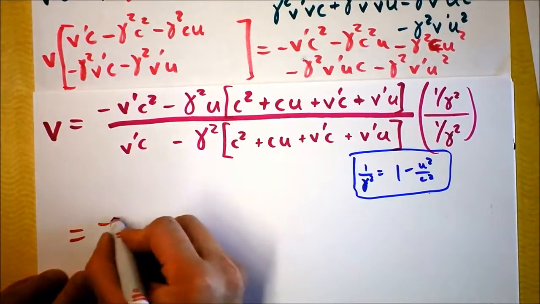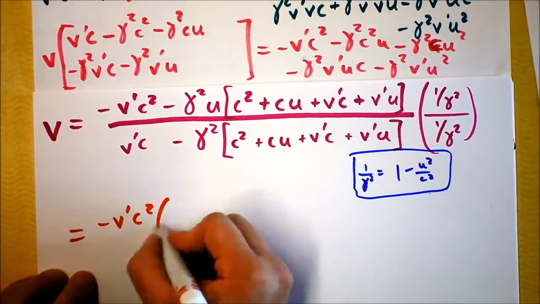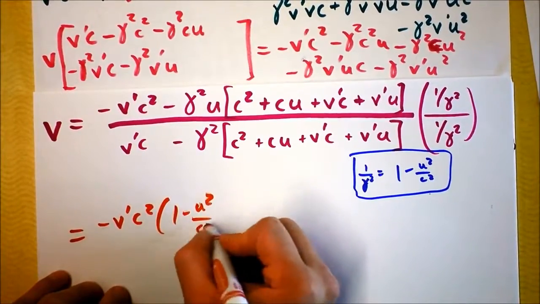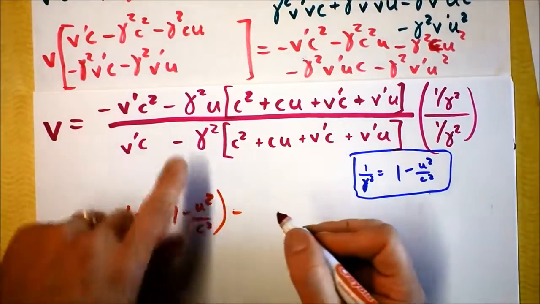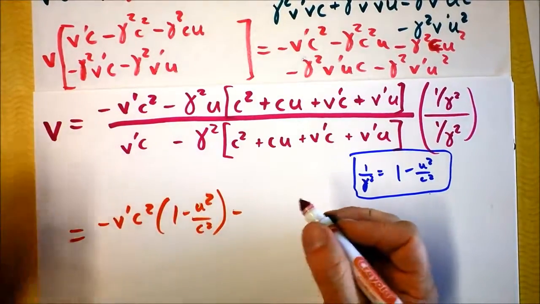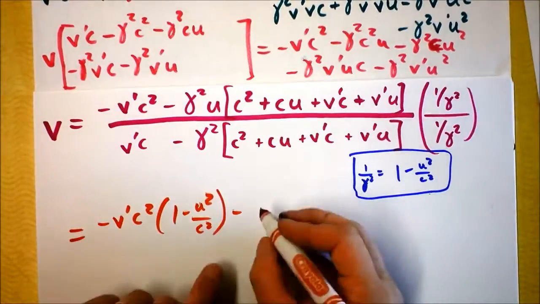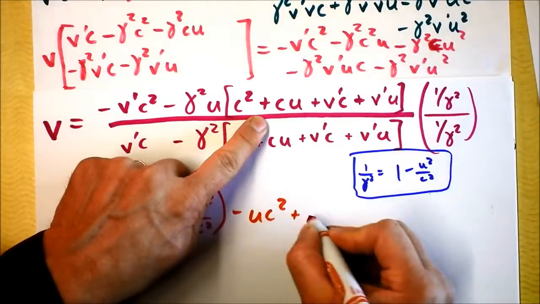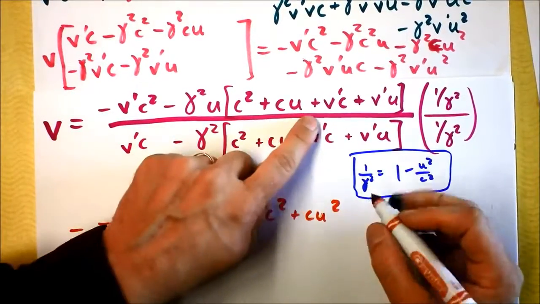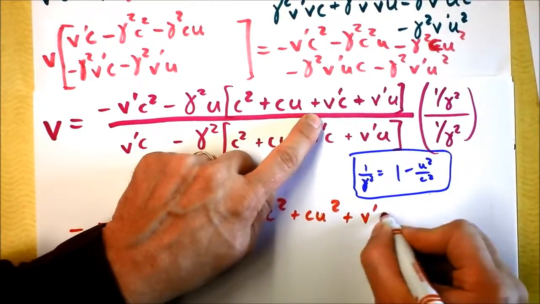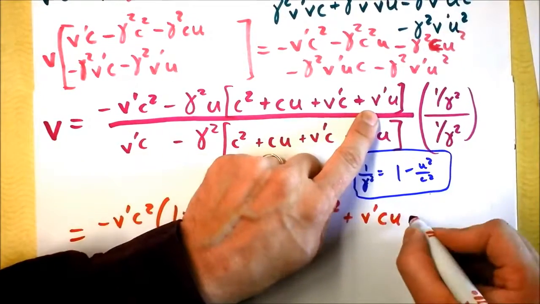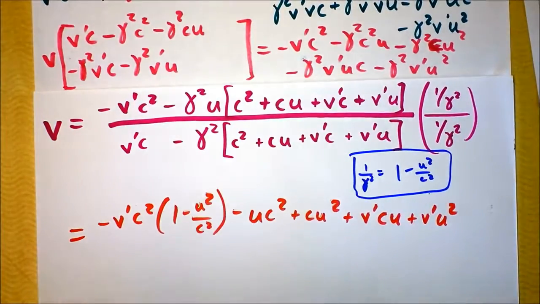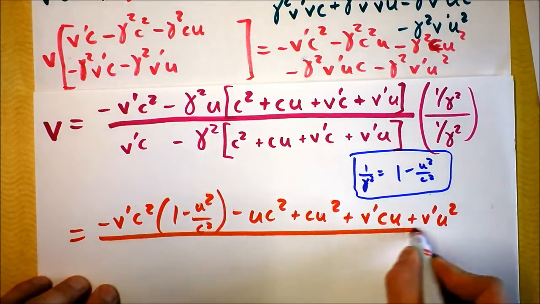I'm going to get minus v prime times c squared times this quantity, which is 1 over gamma squared, of 1 minus u squared over c squared. Close parentheses, and then I get all of this other stuff, but wonderfully, there's just a u multiplied by the stuff that's in there. So I get u c squared, plus c u squared, plus v prime c u, plus v prime u squared. Then divide by that whole stuff, right?